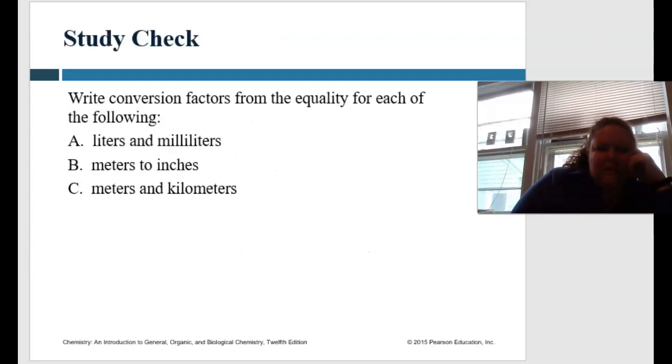Okay. So, using that table, you can go back and work the conversion factors for each equality of the following: liters to milliliters. Milli, remember, is a thousandth, right? Meters to inches, meters to kilometers. Okay, so take a second to think about that.